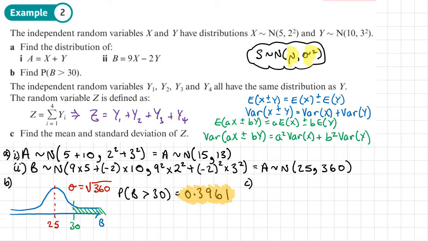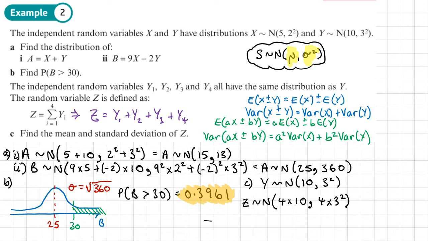Now we can use that rule that says, right, if we've got these identical distributions of these independent random variables, then we just do n lots of the mean and n lots of the variance. So the original distribution is Y, which has a mean of 10 and a variance of 3 squared. So Z is also going to be distributed, and n in this case is 4. I've got 4 lots of this distribution, so 4 times the mean and then 4 times the variance.